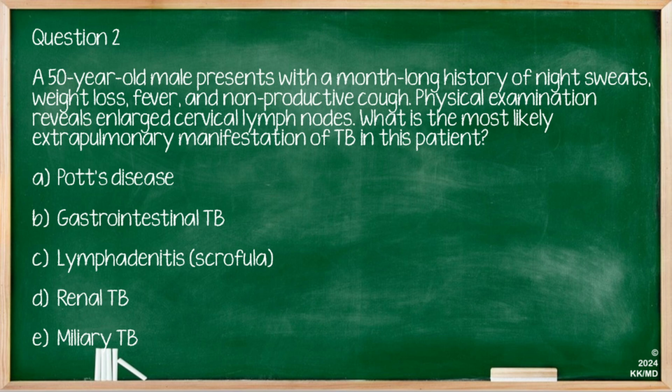The correct option is going to be option C, which is lymphadenitis or scrofula. So this is quite a straightforward case because they have given you a very classic presentation of pulmonary TB in a 50-year-old patient with night sweats, weight loss, fever, and a non-productive cough. However, they've also told you that on physical examination, you have picked up enlarged cervical lymph nodes. And if you recall, the cervical lymph node enlargement associated with TB is known as lymphadenitis or scrofula. Therefore, option C is the correct option.